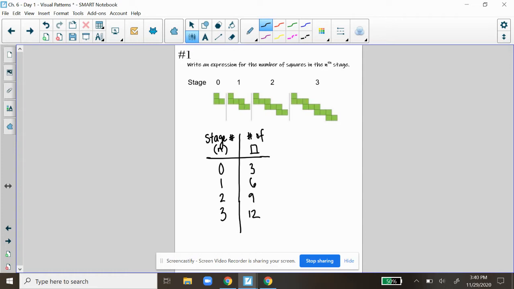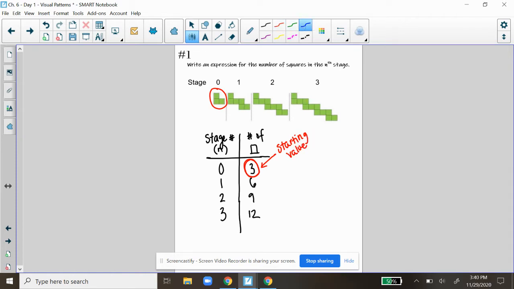There's lots of important information in this T-chart. We are first going to start with this 3. Notice at stage 0, you can also see it right here, we have 3 squares that we're starting with. We are going to call this value our starting value. So that's one of our important values.